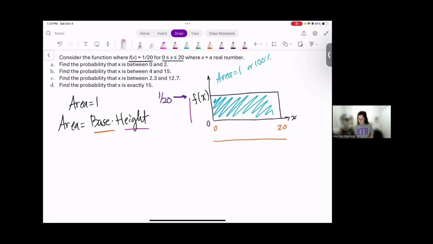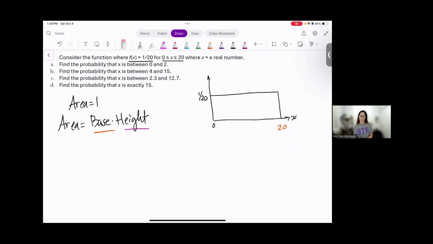Going back to this distribution, I'm going to move the 1 over 20 right next to it. And we had 0 to 20. We want to find the probability that x is between 0 and 2. So I'm no longer dealing with the entire probability uniform distribution. I'm dealing with a portion.